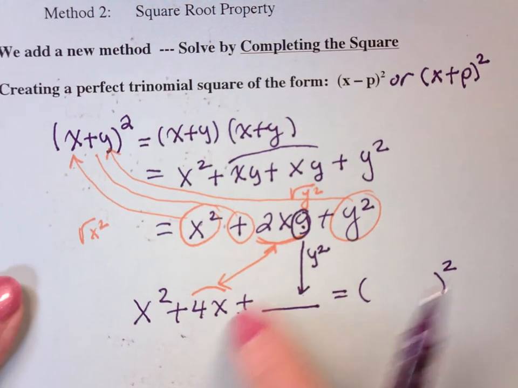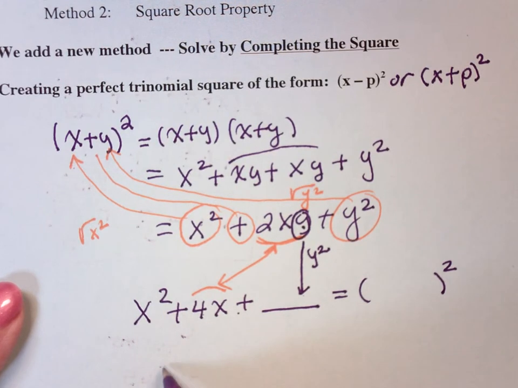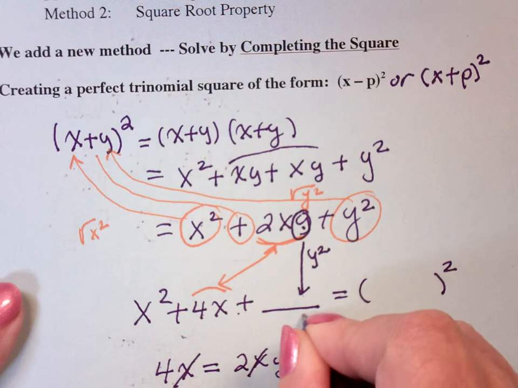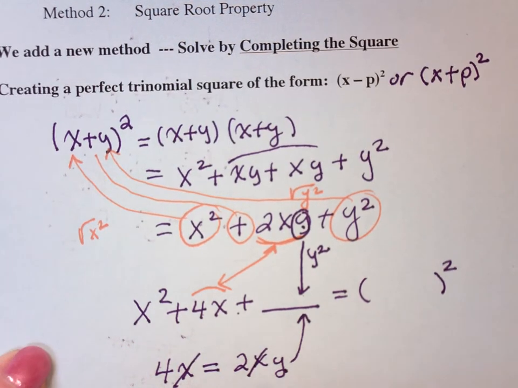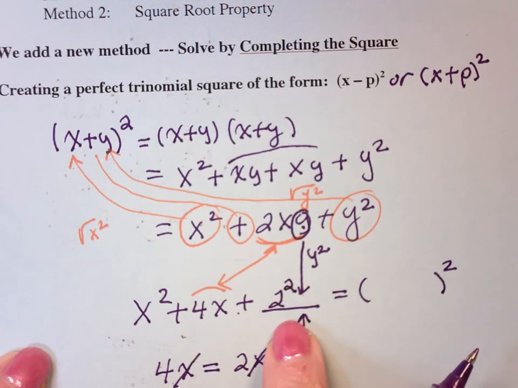But I notice I have an x already. So this would say that that middle term, 4x, has got to be equal to the middle, which is 2xy. Well, I already have an x, so it's gone. The term that I'm looking for that gets squared and gets put there to be a perfect trinomial square is what happens when I divide both sides by 2. That says, if I square 2, this would become a perfect trinomial square.